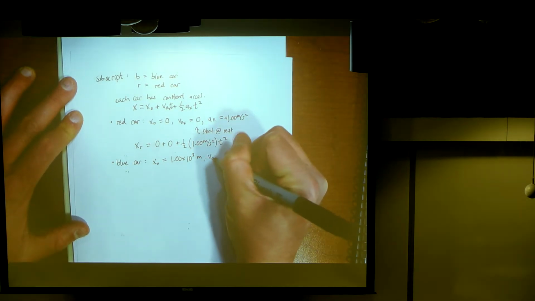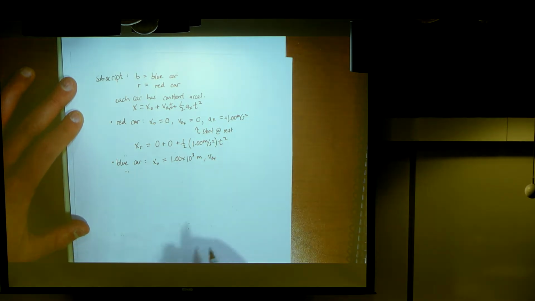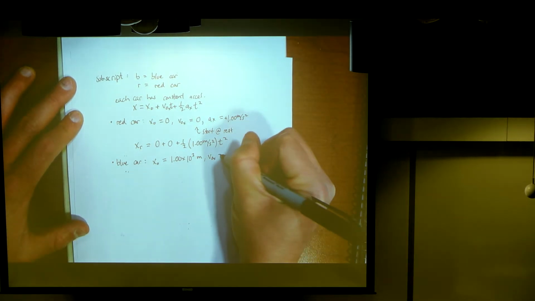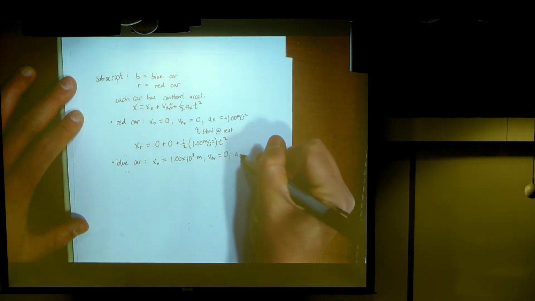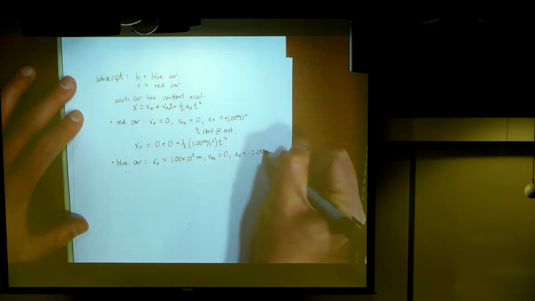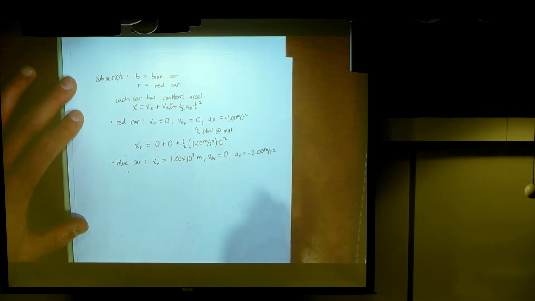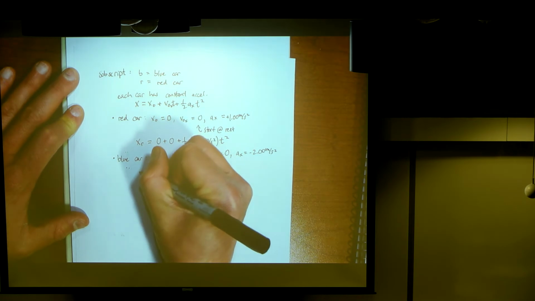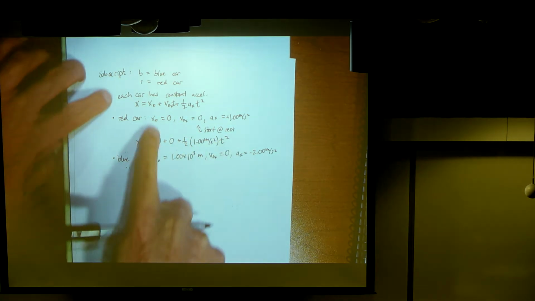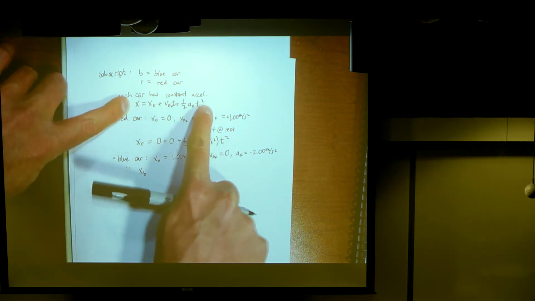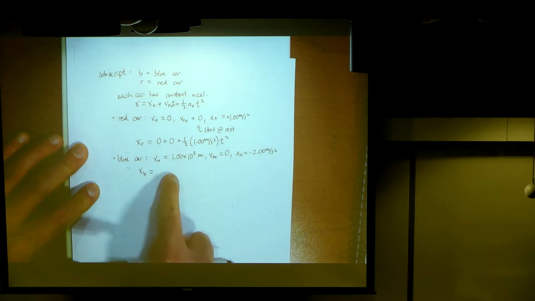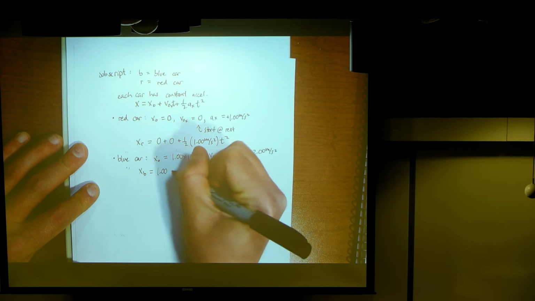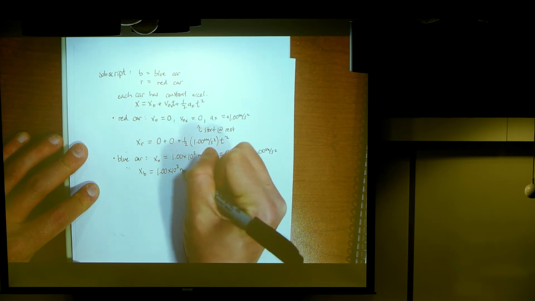Okay, what can we say about its initial velocity? 0. Yeah, that's correct. And what can we say about its acceleration? It's -2 meters per second squared. So it accelerates in the opposite direction. Okay? So that means for the blue car, the kinematic equation that we wrote down up here looks like this. X naught is 1.00 times 10 to the 3 meters. That's where it starts off.